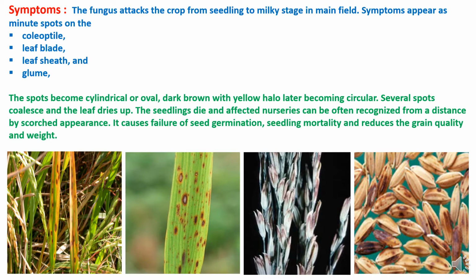The spots become cylindrical or oval, dark brown with yellow halo, later becoming circular. Several spots merge with each other and the leaf dries up. The seedlings die and affected nurseries can often be recognized from a distance by a scorched appearance. Dark brown or black spots also appear on glumes, leading to grain discoloration. It causes failure of seed germination, seedling mortality, and reduces the grain quality and weight.